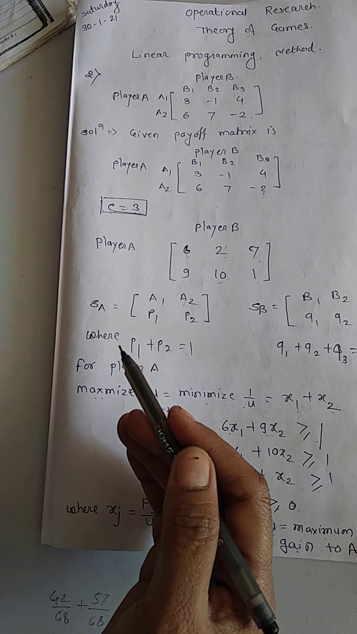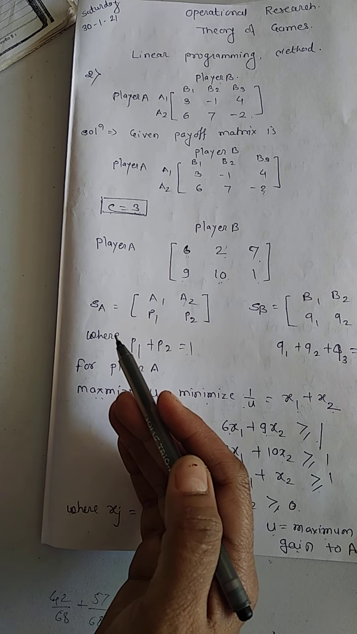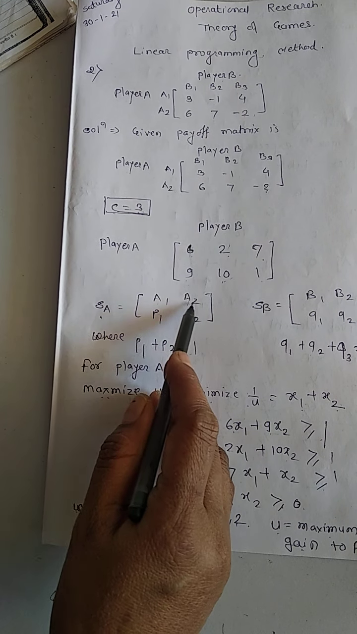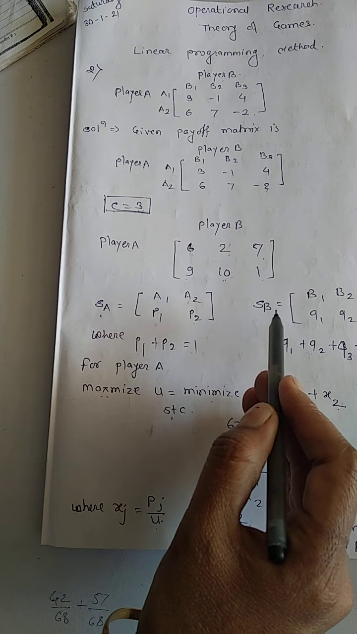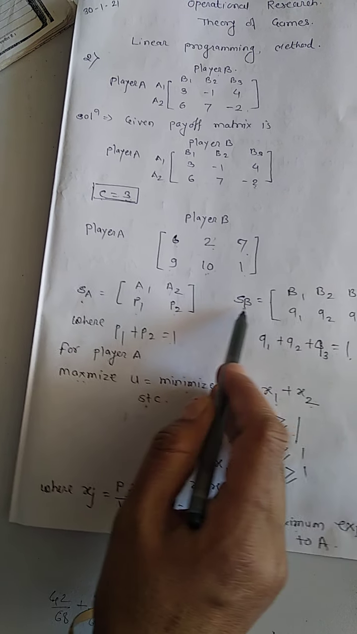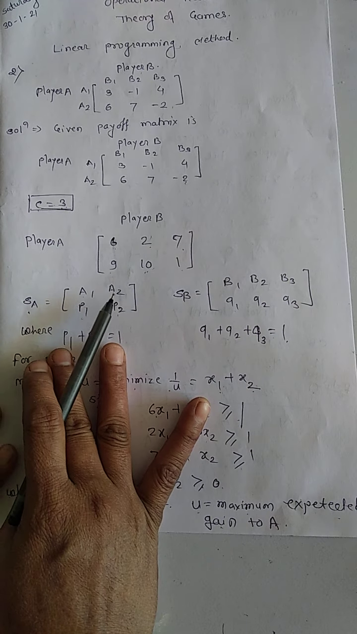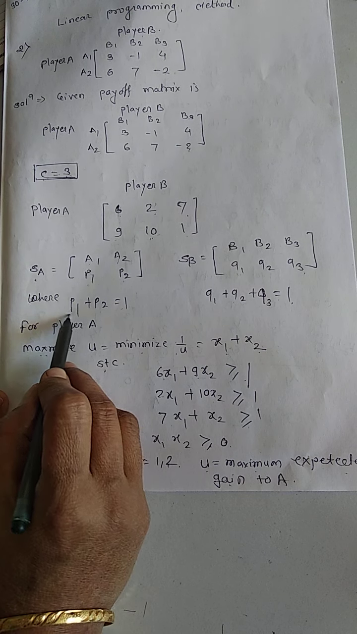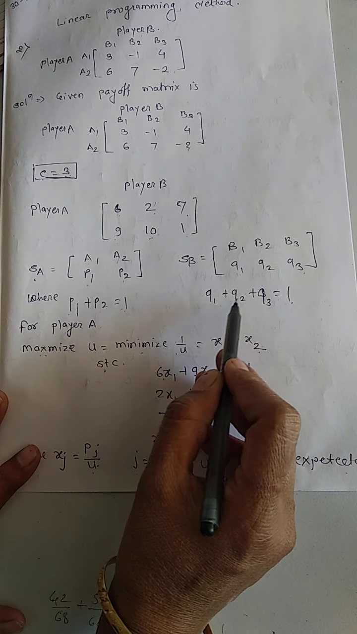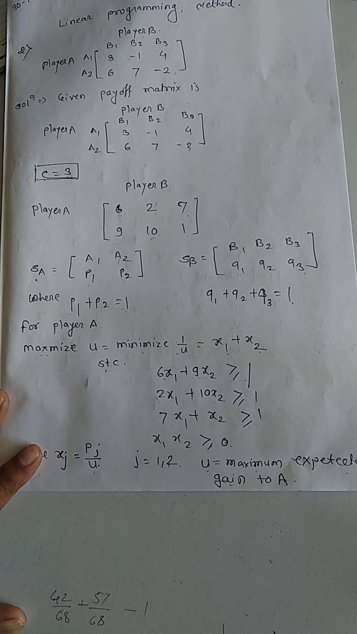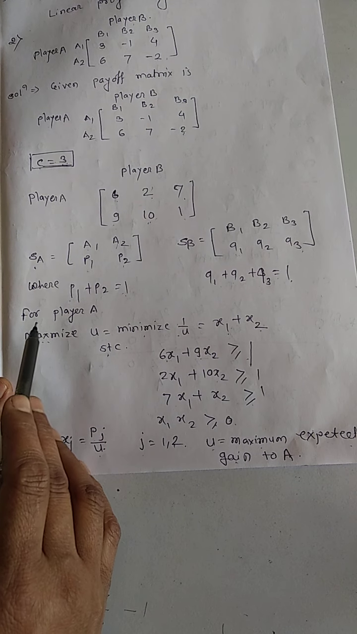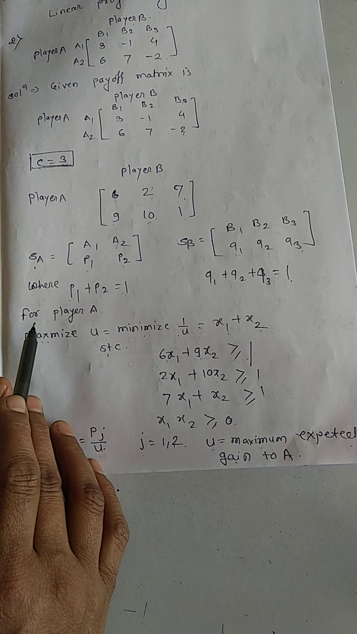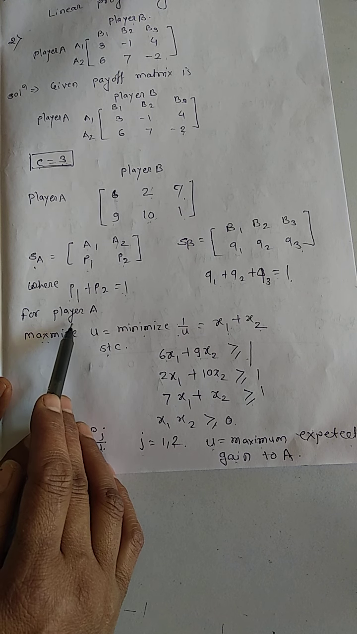Then write the strategy for player A and player B. The strategy for player A is SA equal to A1, A2 with P1, P2. And the strategy for player B is B1, B2, B3 with Q1, Q2, Q3. Here we know P1 plus P2 is equal to 1 and Q1 plus Q2 plus Q3 is equal to 1. Then write the LPP equation for player A and B.